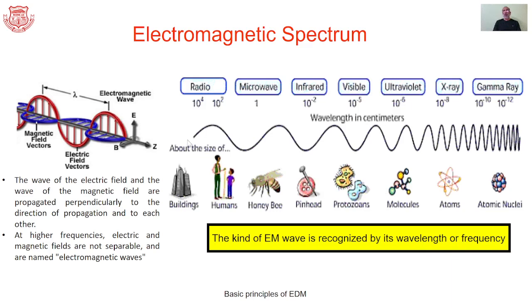So, for radio waves, the frequency could be very small, whereas the wavelength is quite high. As we move to the right, say for X-rays and gamma rays, the frequency is quite high and the wavelength is small.